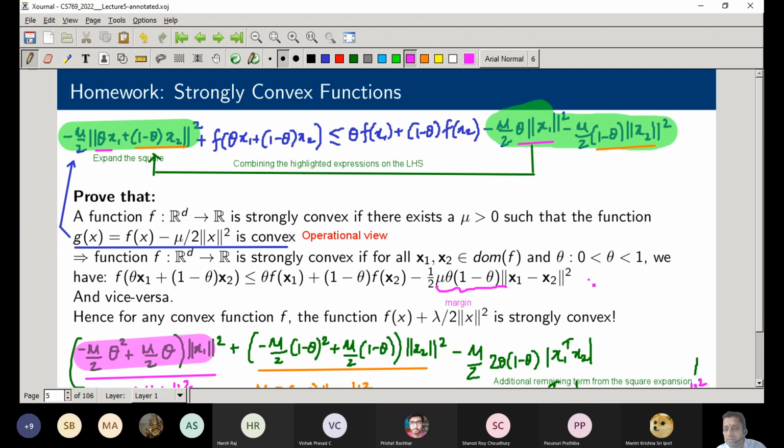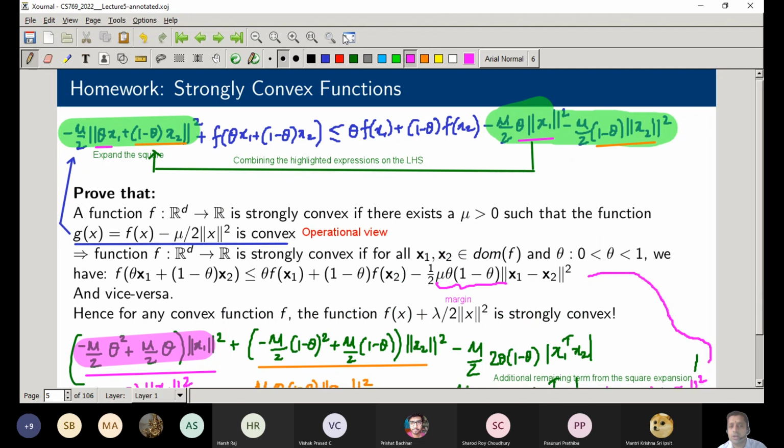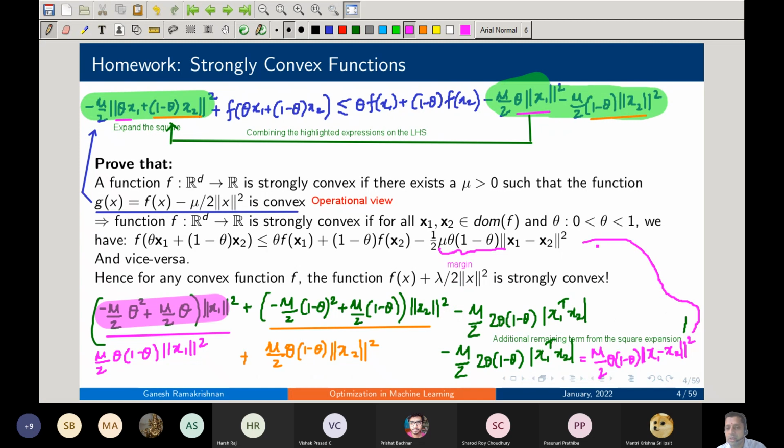This is the margin term. Okay, I've just brought it to the right hand side. So hope you got the idea. Now we have shown that the formal definition of strong convexity has an operational view. You can also show the other way, that you can get the operational view from the formal definition of strong convexity.